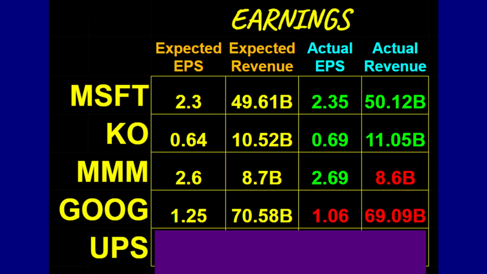One was Google, and this one was bad. They missed on both earnings and revenue. They had an expected earnings per share of $1.25. Their actual earnings per share was $1.06. Their expected revenue was $70.58 billion, and their actual revenue came in at $69.09 billion.